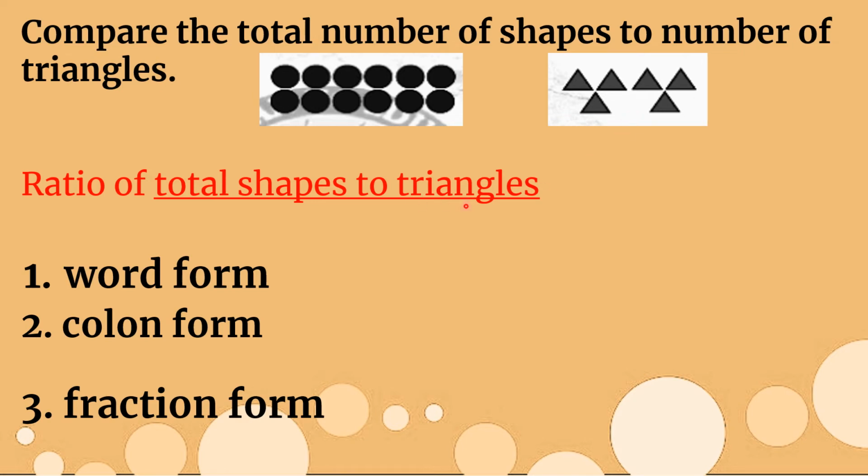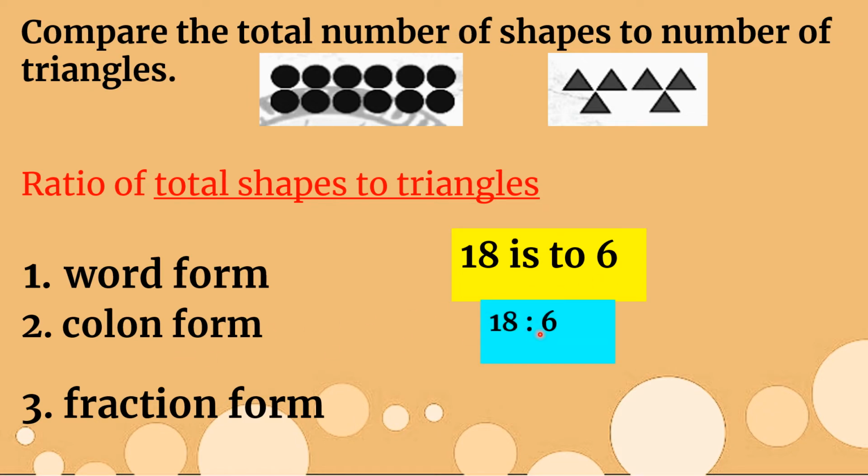And then again, for our triangles, para dun sa susunod na given, we have 6 triangles. So, kapag ginawa natin siya in word form ng ating ratio, that will be 18 is to 6. So, 18 is the total shapes, and then 6 is the triangles. And then, in colon form, this will be 18:6. And in fraction form, we have 18 over 6. Okay? So, if it is talking about total, you're going to add all the given.